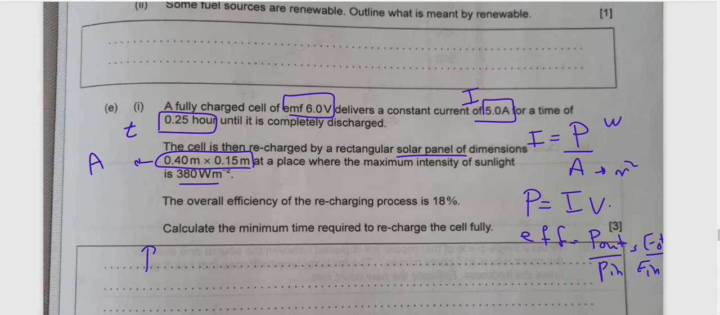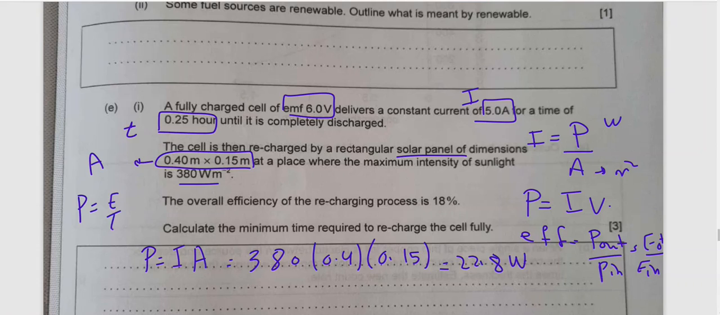Now first I have the power, which is the intensity times the area. The intensity is 380. Cross-sectional area is 0.4 times 0.15. I don't need to convert any unit, except at time. We'll convert it later. All the units are SI units, so I solve immediately since all the units are consistent. And this will give me 22.8 watt.